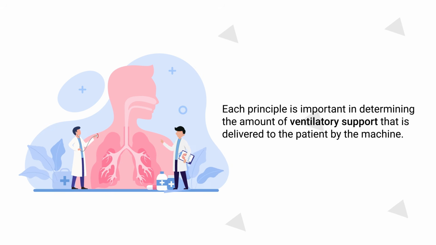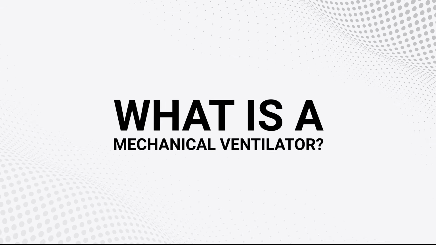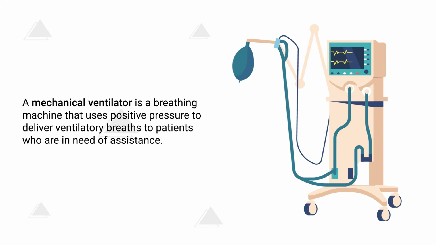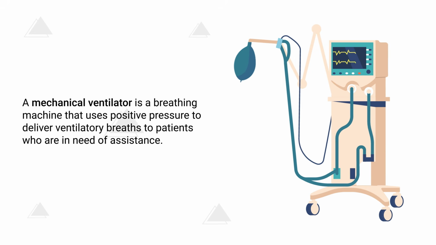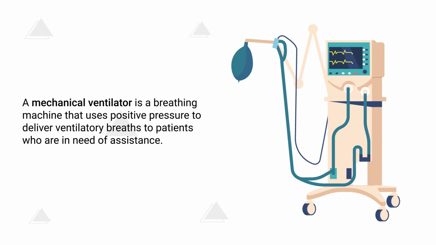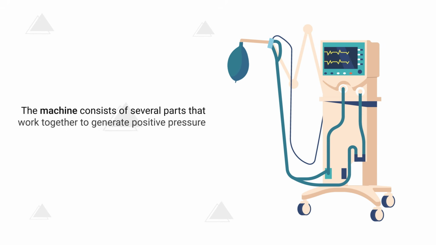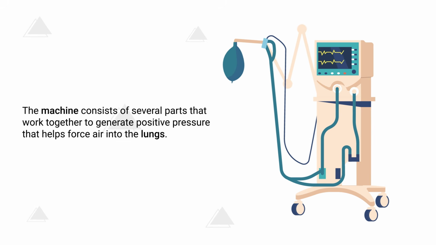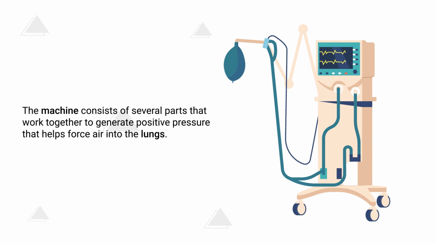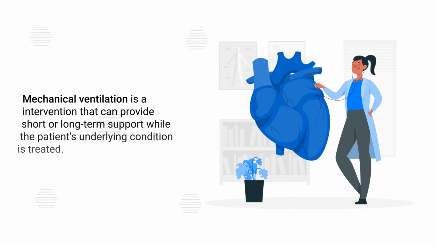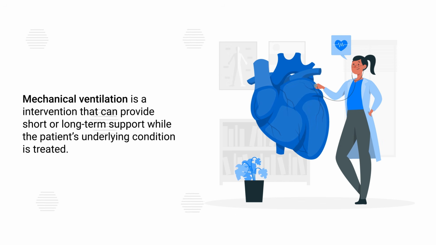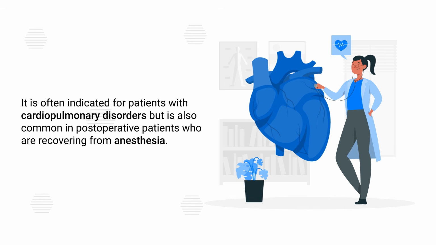And speaking of machines, what exactly is a mechanical ventilator? A ventilator is a breathing machine that uses positive pressure to deliver ventilatory breaths to patients who are in need of assistance. The machine consists of several parts that work together to generate positive pressure that helps force air into the lungs. Mechanical ventilation is an intervention that can provide short or long-term support while the patient's underlying condition is treated. It is often indicated for patients with cardiopulmonary disorders, but is also common in postoperative patients who are recovering from anesthesia.